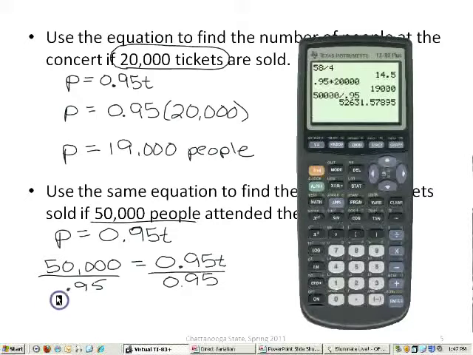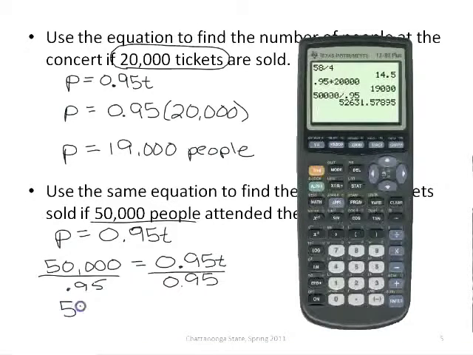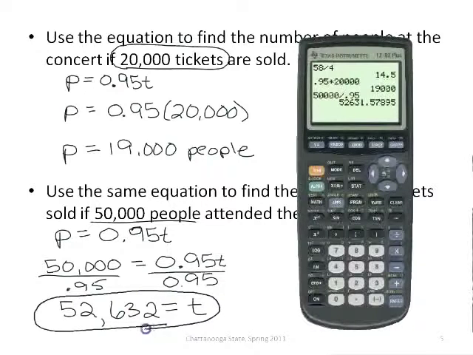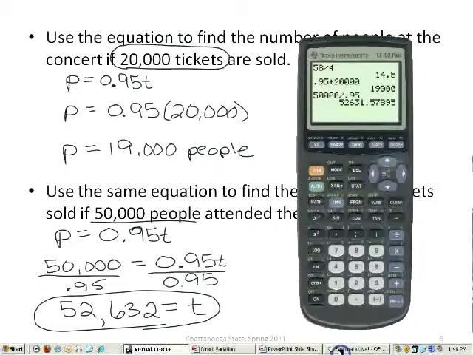There would have been, let's round this since we're talking about the number of people. Let's round it to the nearest person. So that would be 52,632 tickets sold. I'm sorry, it's not number of people, it's number of tickets. So we still have to round it to the nearest whole number. So this would have been the number of tickets sold, just a few more tickets than the number of people who were at the concert.